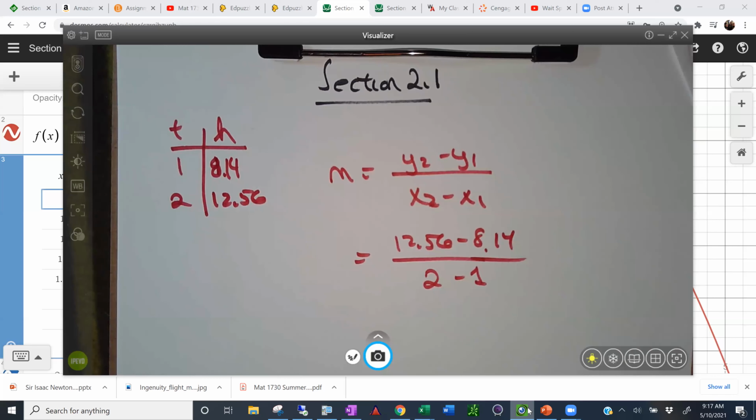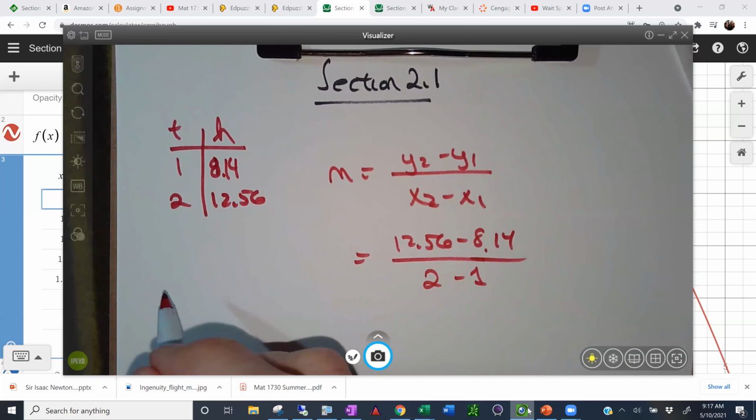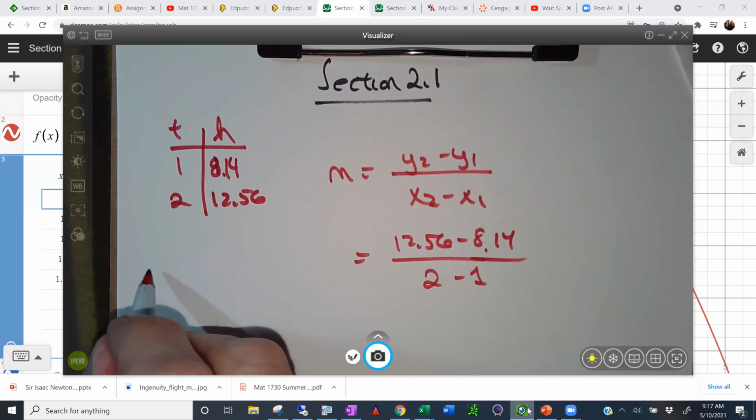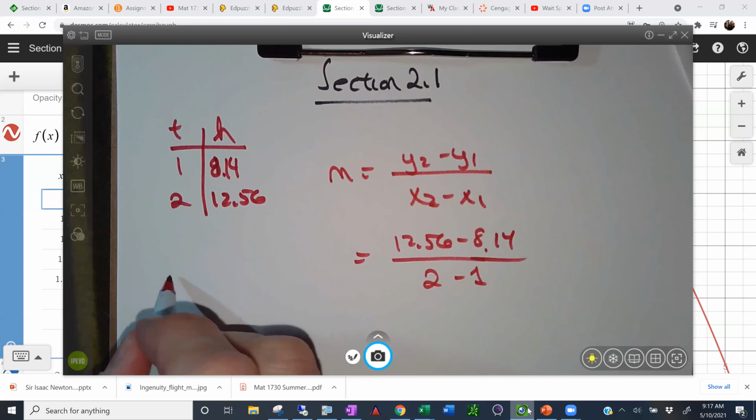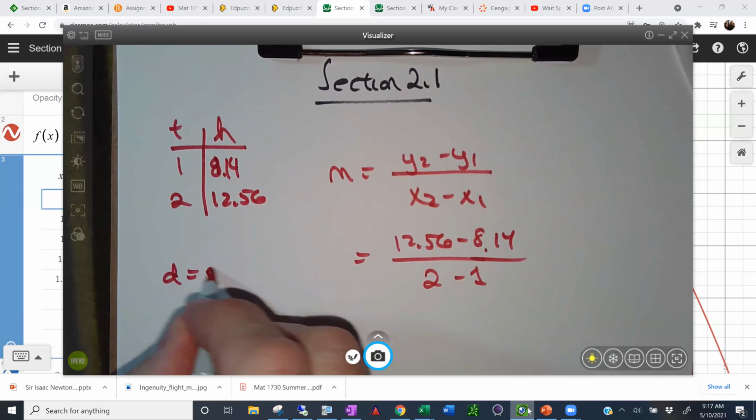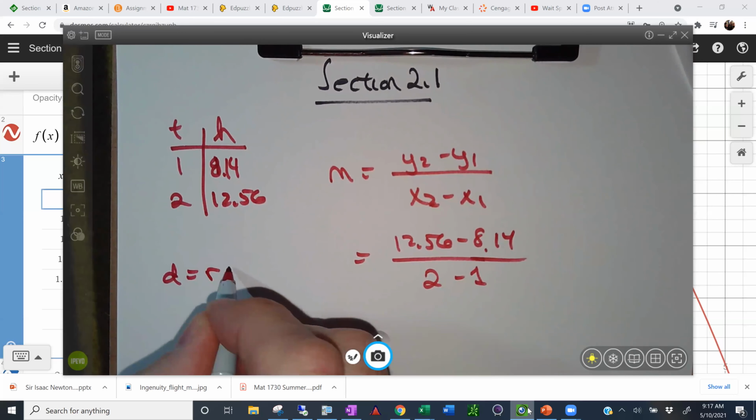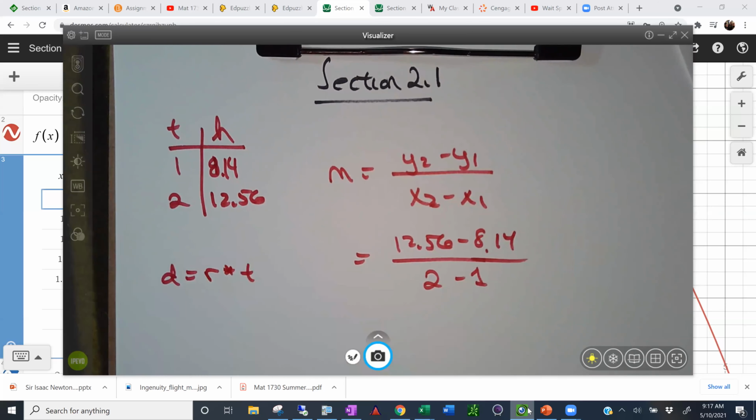If you step back from this a little bit and take a more critical look at this, you'll understand a little bit better why we're calling this the average velocity. So let's remind ourselves about an old formula from algebra. Distance equals rate. Does anyone know what else? Rate times time. Time, yeah. Distance equals rate times time.